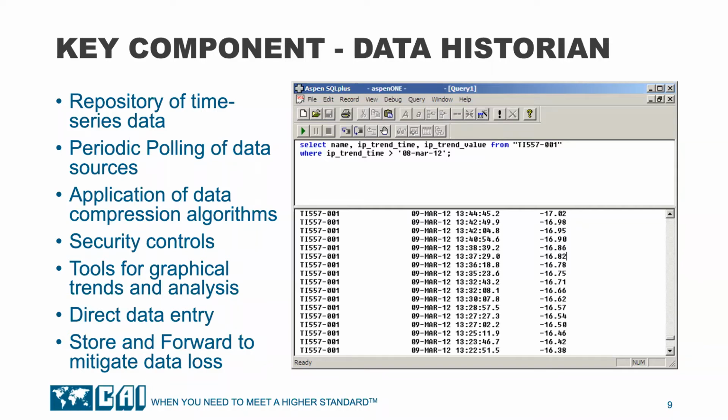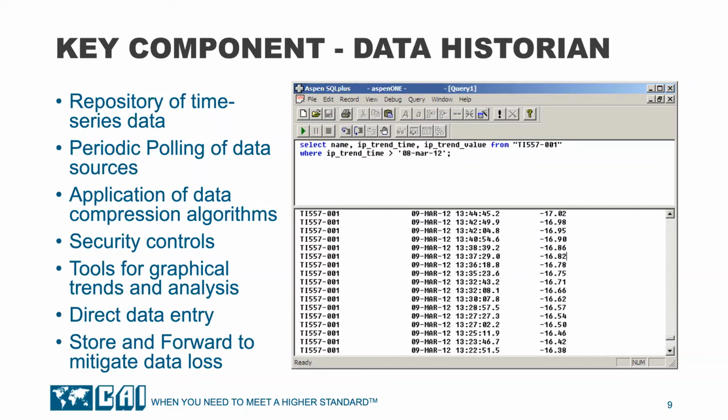Data historians poll their data sources. This polling rate is usually part of the tag configuration. Not all tags need to be collected at the same rate. Some tags may change very quickly and others not so quickly. It would not make sense to collect temperature values on a very large tank, say every second. Determining poll rates for tags should be a thoughtful process.